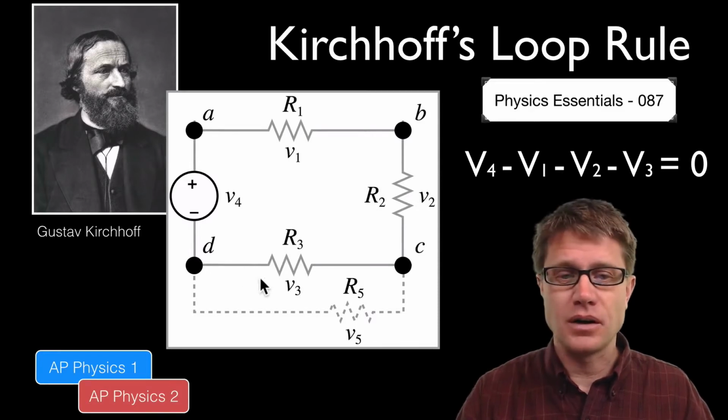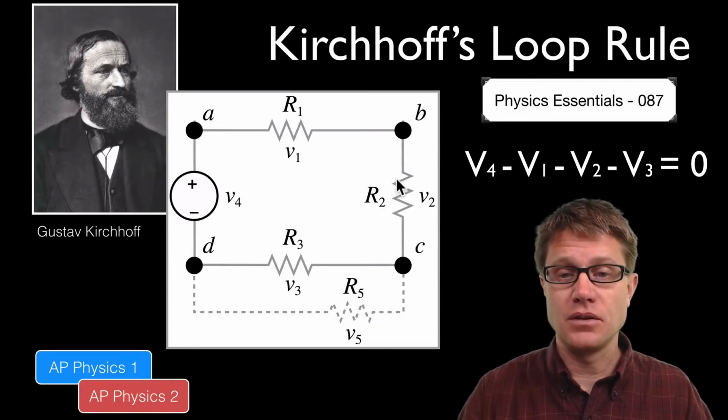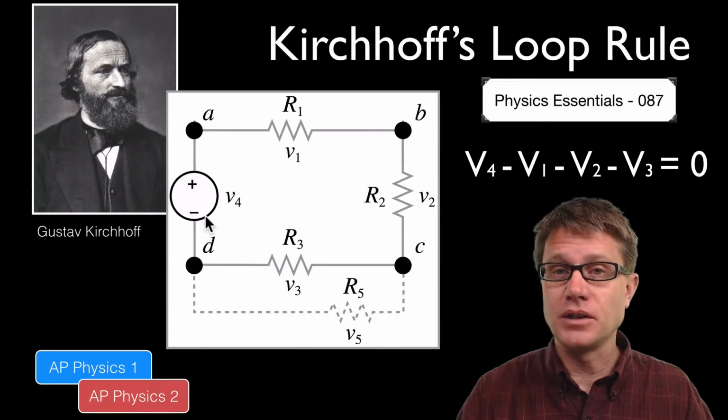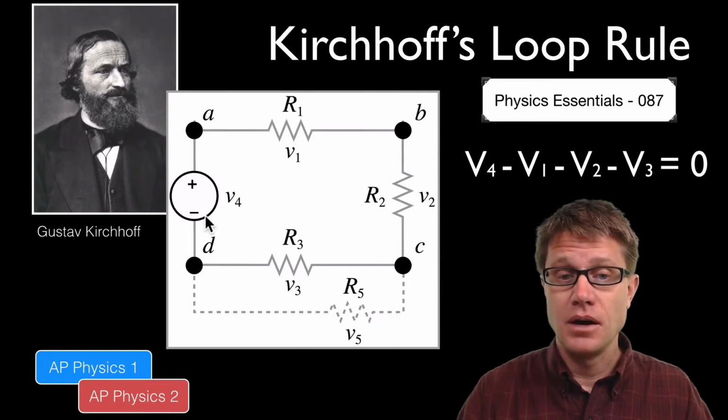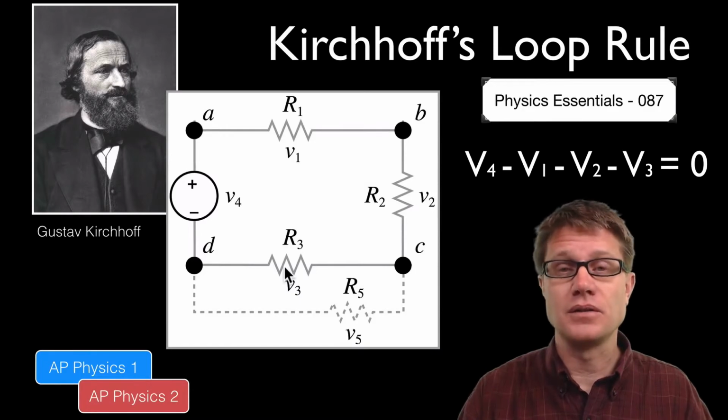Now, how does that work? Well, remember the battery is a voltage lift. It's giving charge potential energy, and then we're losing that energy through this resistor and that resistor. And so the sum of all of the voltage differences is 0. The lift minus the drop minus the drop minus the drop is equal to 0.